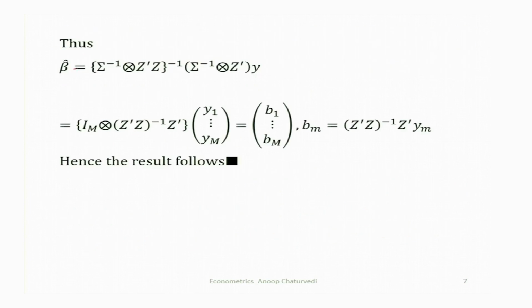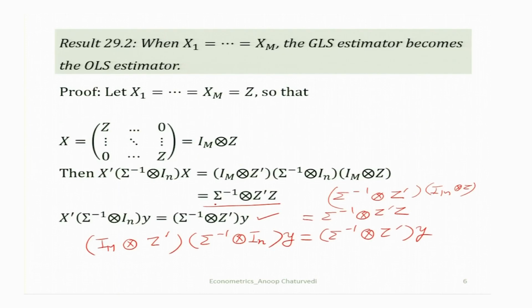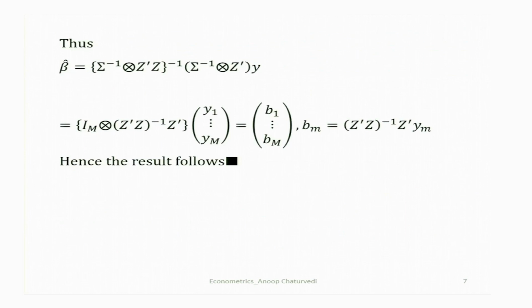Then the GLS estimator beta hat is equal to (Z transpose Sigma inverse Kronecker product I Z) whole inverse, times Z transpose Sigma inverse Kronecker product I y. We take this matrix and multiply it by this one. So, you have the inverse of this matrix and then this one. Then the inverse of Sigma inverse Kronecker product Z transpose Z is equal to Sigma Kronecker product (Z transpose Z) inverse.